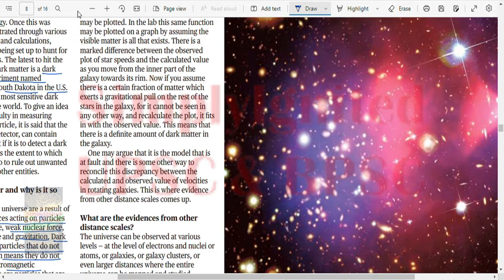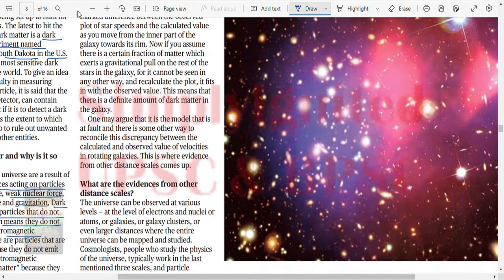If you assume there is a certain fraction of matter which exerts gravitational pull on the rest of the stars in the galaxy, but cannot be seen in any other way, and recalculate the plot, it fits with the observed value. This means that there is a definite amount of dark matter in the galaxy. One may argue that it is the model that is at fault, and there are some other ways to reconcile the discrepancy between the calculated and observed values of the velocity in a rotating galaxy. This is where evidence from other scales comes up.